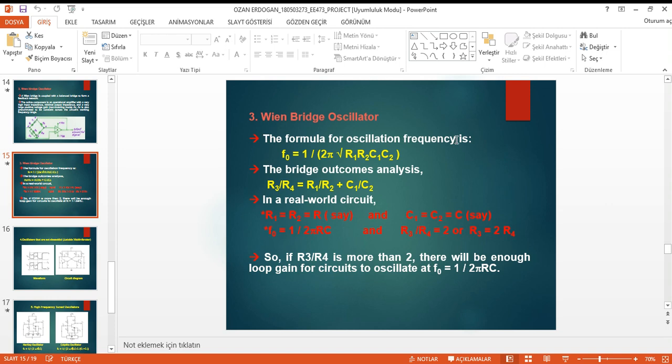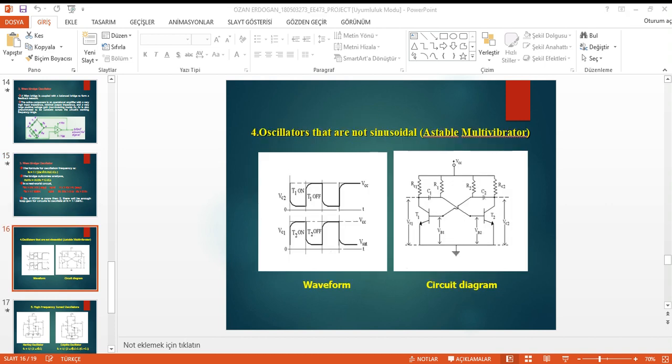The formula for the oscillation frequency, the bridge analysis, and this formula. Another type, oscillators that are not sinusoidal. This is a non-linear RC relaxation oscillator using a comparator or an operational amplifier.